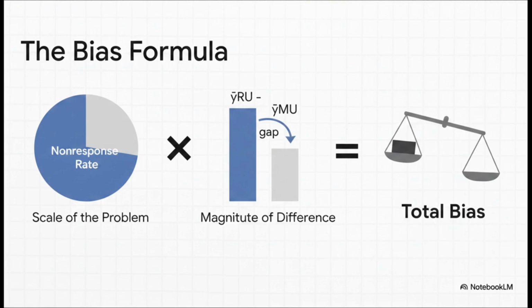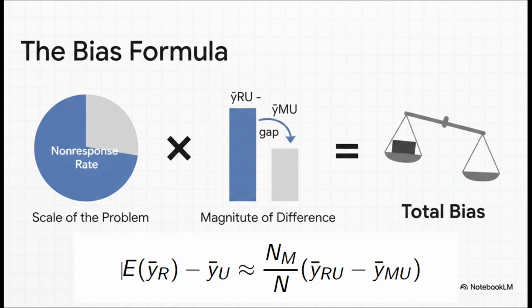The second part, that's the difference between the story we have from the respondents and the story we're missing from the non-respondents. The total bias is just the size of the problem multiplied by how different those two stories are.